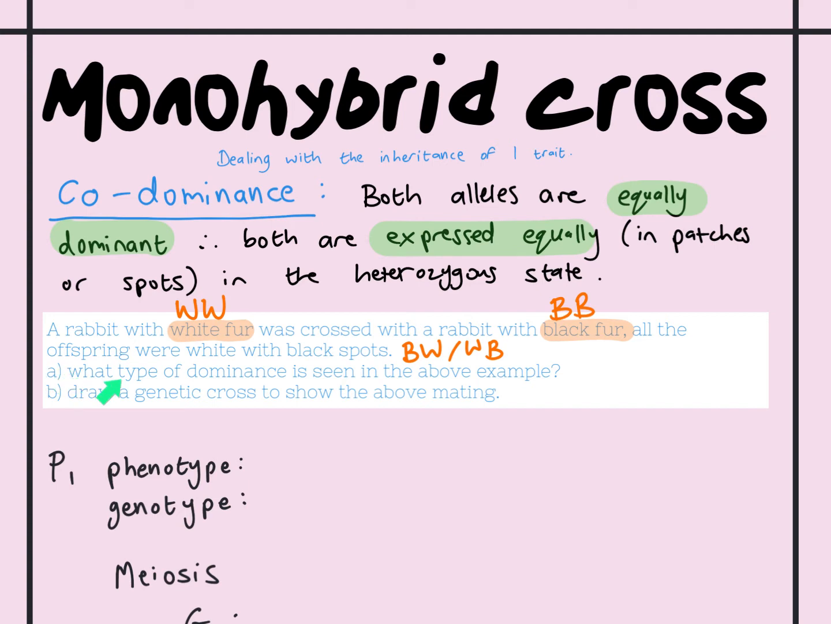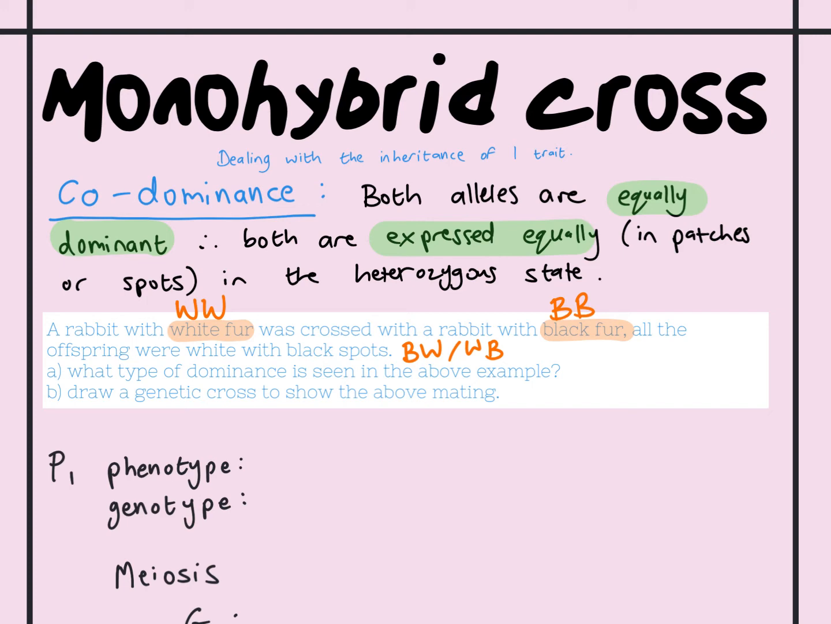So the first question here is, what type of dominance is seen? The way you tell is by seeing the phenotype of the offspring. Black with white spots, or if it was white with black spots, it's the same thing. It's patches, it's equal distribution. All of these are synonyms that are saying that there are going to be patches of black and white on the offspring. So that is showing you that this is codominance, because both alleles are equally dominant. They will both be expressed equally when we talk about the phenotype in the heterozygous state. So you always want to explain those questions quite nicely and clearly. I know it doesn't say explain, but I'm explaining it for you.